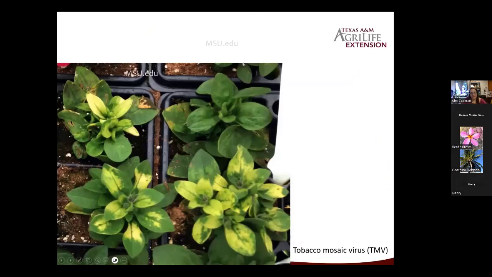Here's another shot of a virus in ornamentals. This is tobacco mosaic virus on petunia. And this is a good visual representation of the infection timeline.